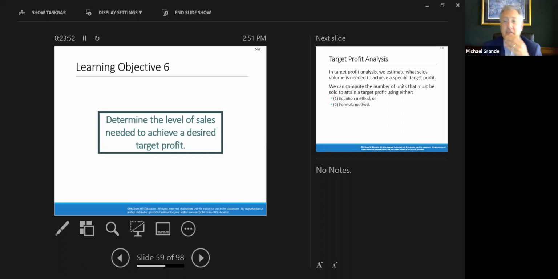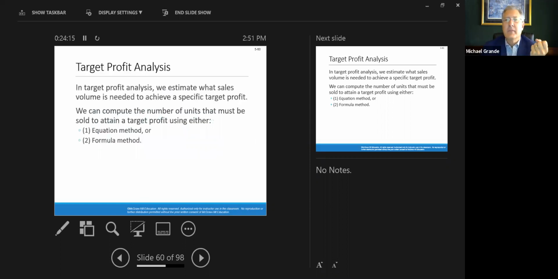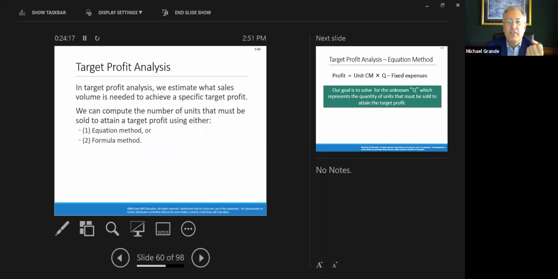Determine a level of sales needed to achieve desired target profit. Target profit and break-even point formulas are very similar to each other. The only difference is that in break-even point, the target profit is 0. So to calculate target profit, we're just going to add the target profit to the fixed cost to calculate these numbers. We're going to use the formula method.